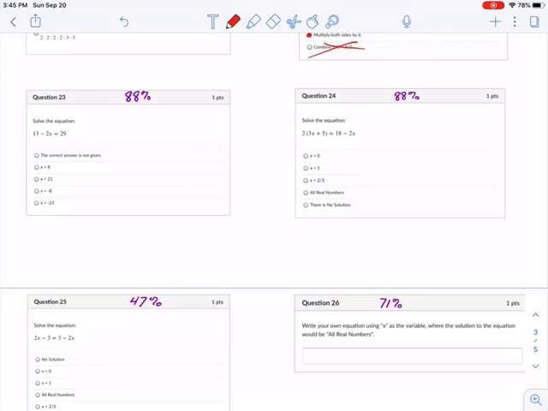23, all we had to do is solve this equation. There were no choices for a first step or anything, so you had to subtract 13 from both sides. Don't forget about your negative 2x. 29 minus 13 is 16, I believe. And then divide by negative 2.